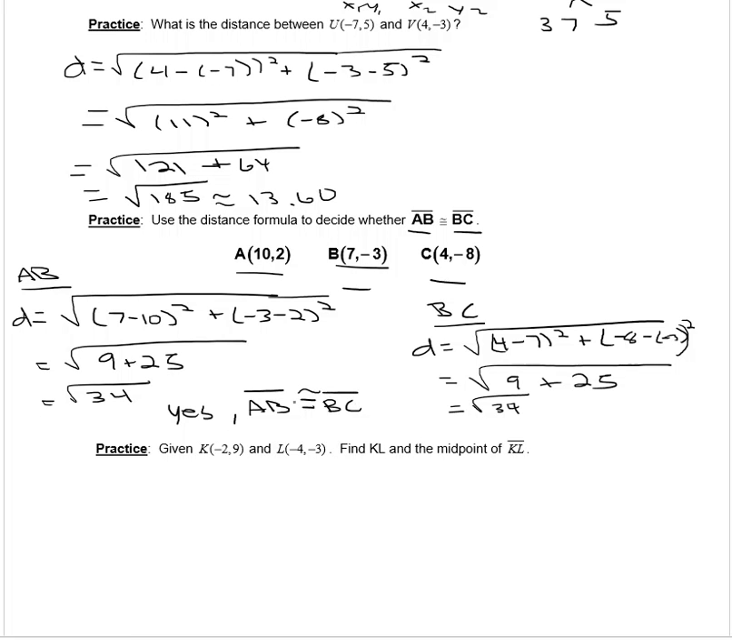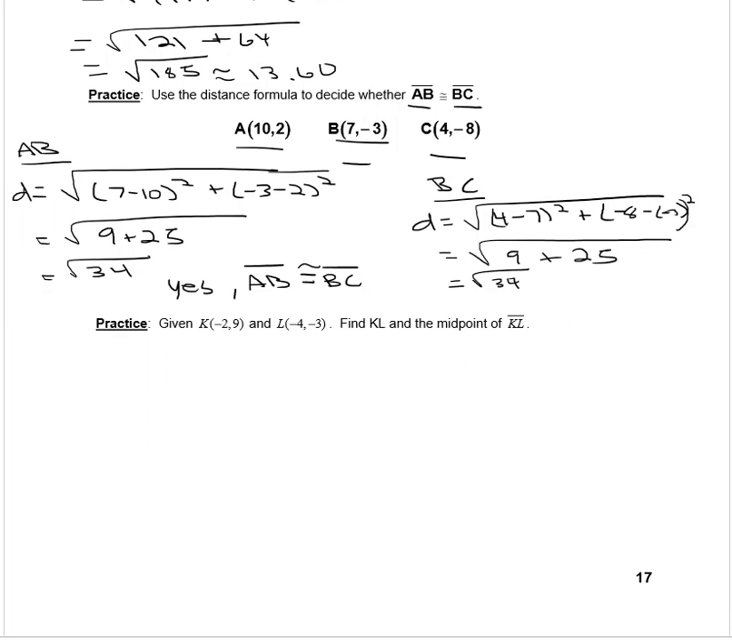Okay? And then the last thing, we're going to put it all together here. We're going to find the distance, and we're going to find the midpoint. So when it says find KL, all they wanted us to do is find the distance. So I'm going to say KL equals the distance, so square root, it's going to be negative 4 minus negative 2 squared plus negative 3 minus 9 squared.